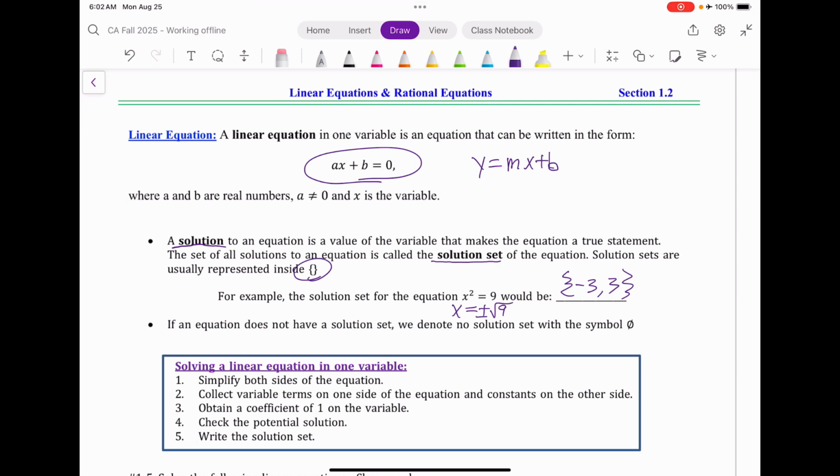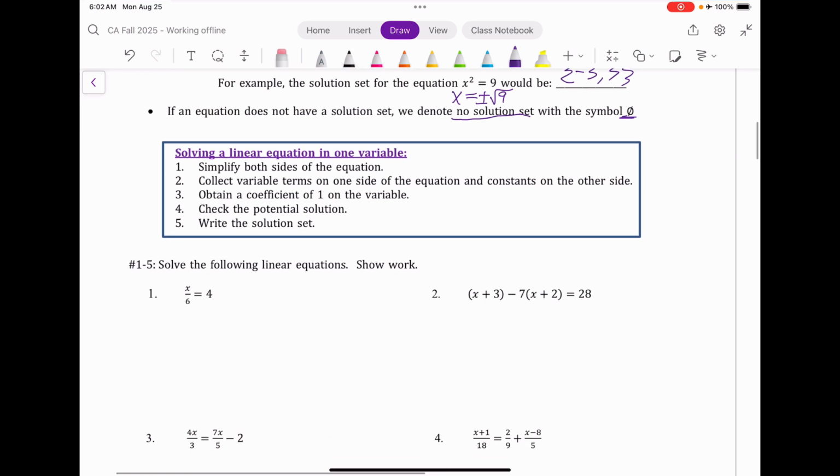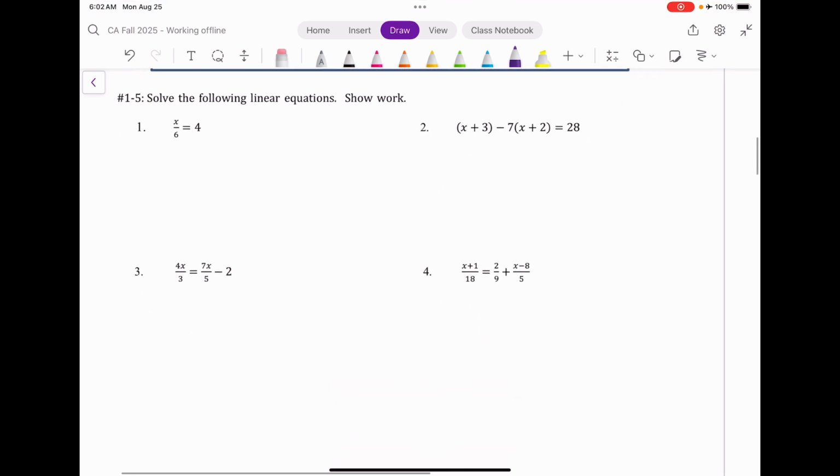If an equation doesn't have a solution, we typically say it doesn't have a solution set, which is the same as the empty set symbol, meaning null set. All right, let's do some examples of solving linear equations.